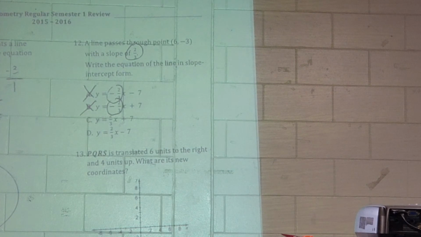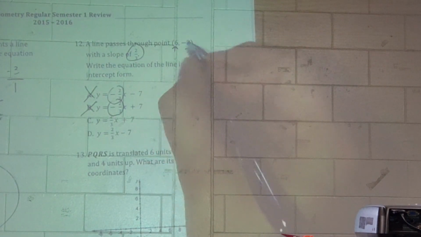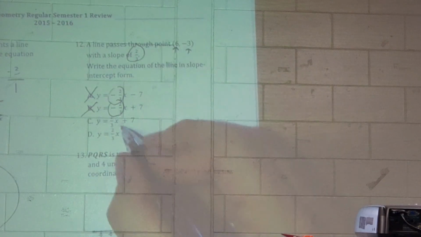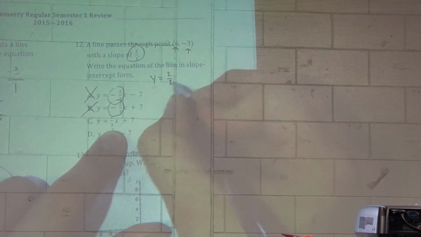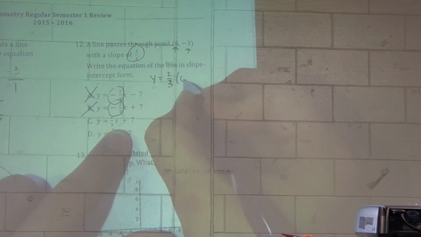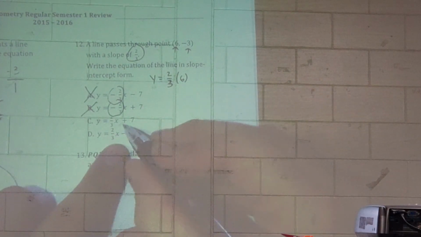And this is why these questions are so easy. That's the x and that's the y. Plug that in for x. If you get this for y, it's correct. So y equals 2/3 x. So we're going to plug in 6. And then we either have plus 7 or minus 7. We've got to figure out if we want to add 7 or subtract 7, so I'm going to put both up there. Which one will give us negative 3 as an answer?